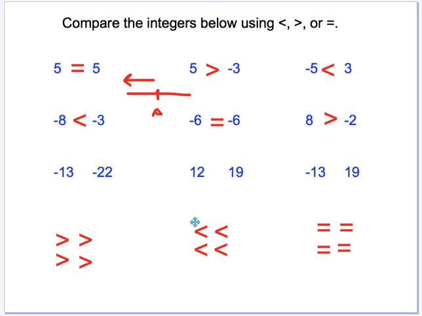-13, -22, the larger, I know again the integer looks larger, but that actually means it's smaller. So we're going to point to the -22 because it is smaller than -13. 19 versus 12, 19 is always going to win. And 19 versus -13, no contest. -13, we're going to point to you.